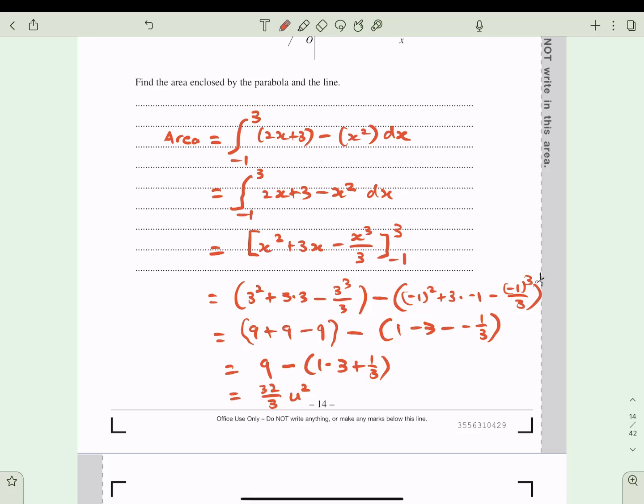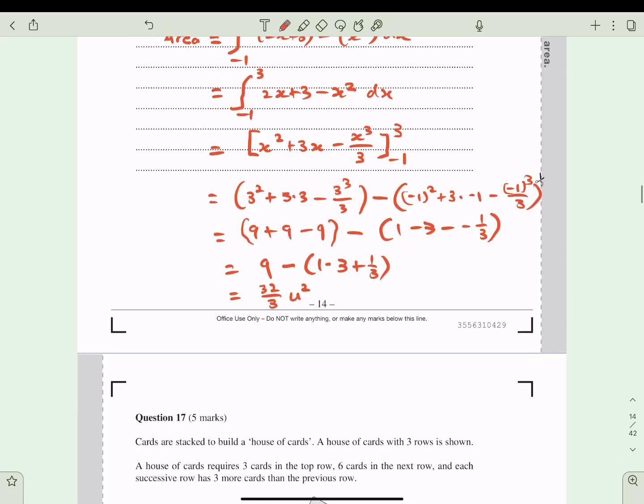Please don't forget that units squared at the end. It is an area, so we have to include it. Okay, if it was just a definite integral, then we don't need to include units squared, but in this case here, we are asked for the area. Right, and that should be it for this question, 32 on 3. Moving on.